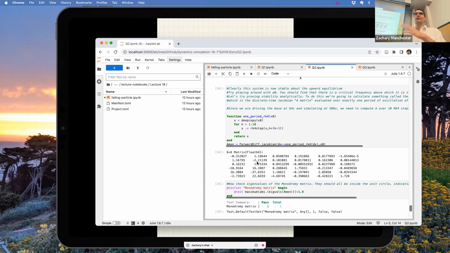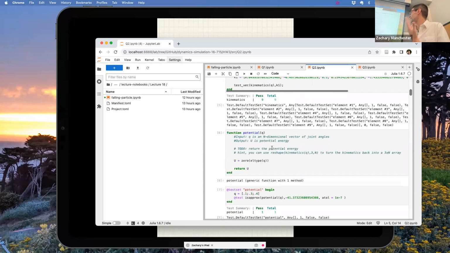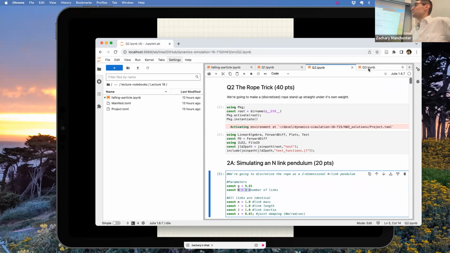So I'm gonna have you do that, check the eigenvalues, and then you can prove that it's stable by showing that all the eigenvalues of that one period map are modulus less than one, right? Like the same kind of discrete time stability. So that's that one. This is a really fun anecdotal thing that I think is cool.